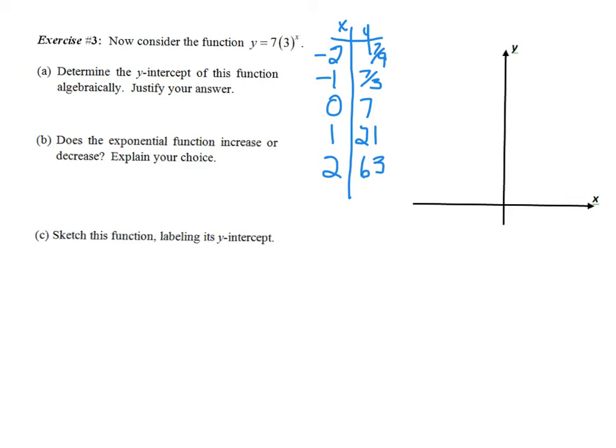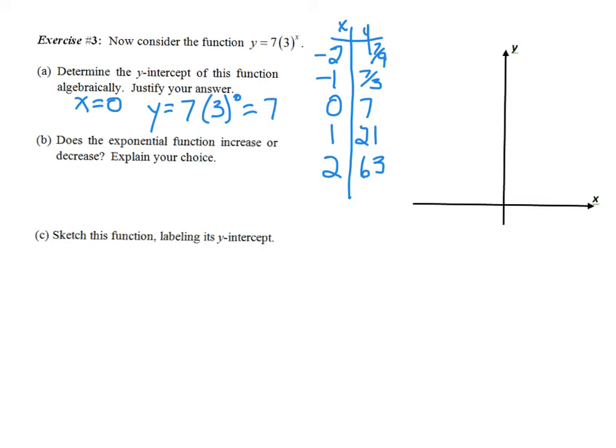Now it says make sure that we are determining the y-intercept algebraically. So that's just saying whenever we want a y-intercept, we're going to substitute x equals 0. So we just did that mentally. Let's show our work for that. So y is equal to 7 times 3 to the 0 power. But 3 to the 0 is 1, so 7 times 1 is 7.